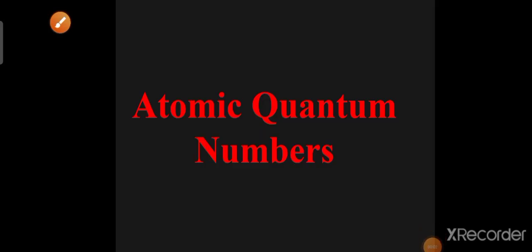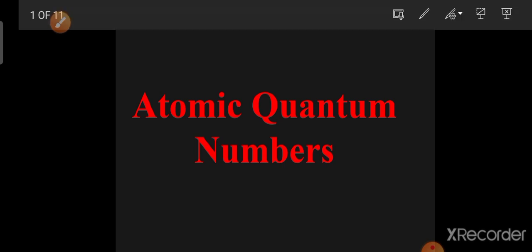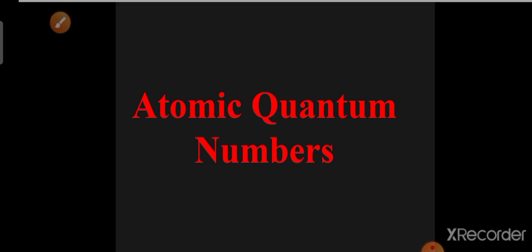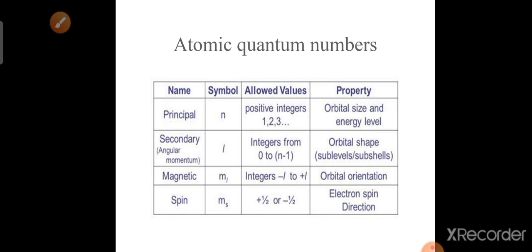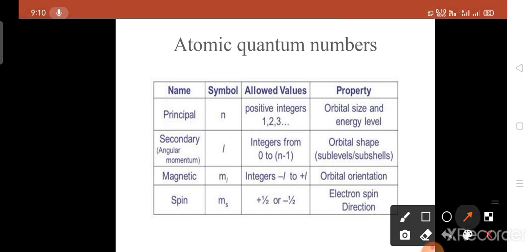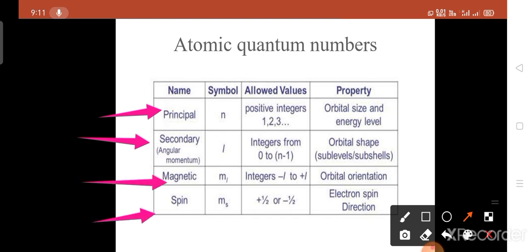In this lecture, we have to discuss the atomic quantum numbers. First, we have to see what the atomic quantum numbers are. The set of numbers used to describe the position and energy of the electron in the atom is known as the quantum numbers. There are four quantum numbers, namely: the first one is the principal quantum number, the second one is the secondary quantum number or angular momentum quantum number, the third one is the magnetic quantum number, and the fourth one is the spin quantum number.